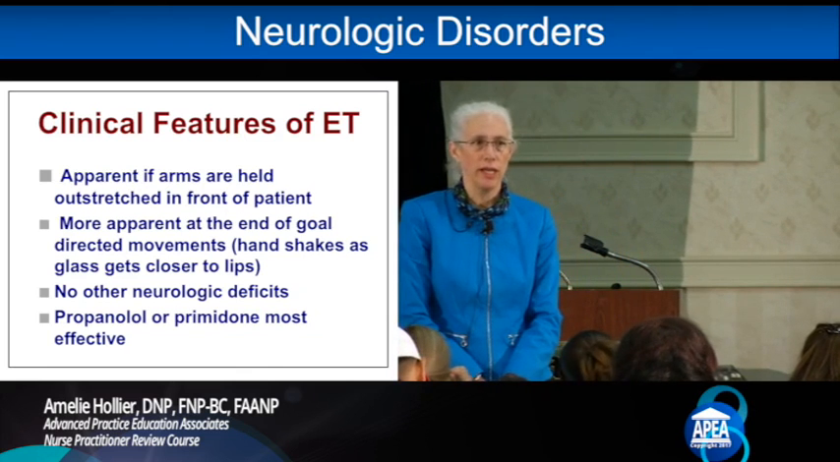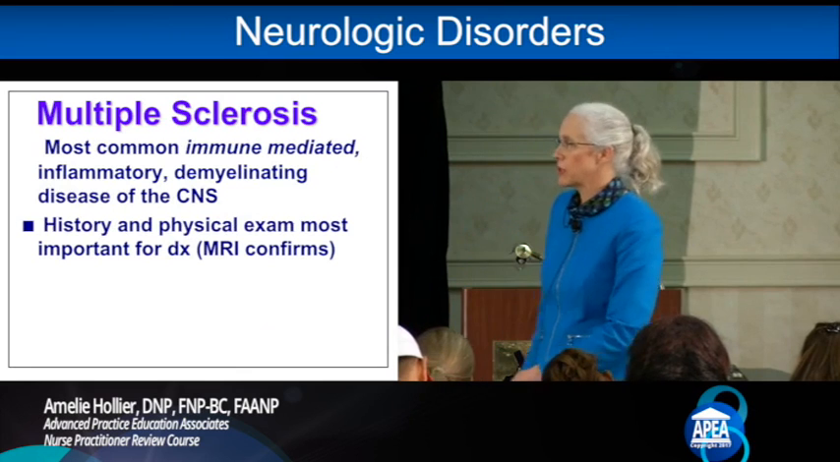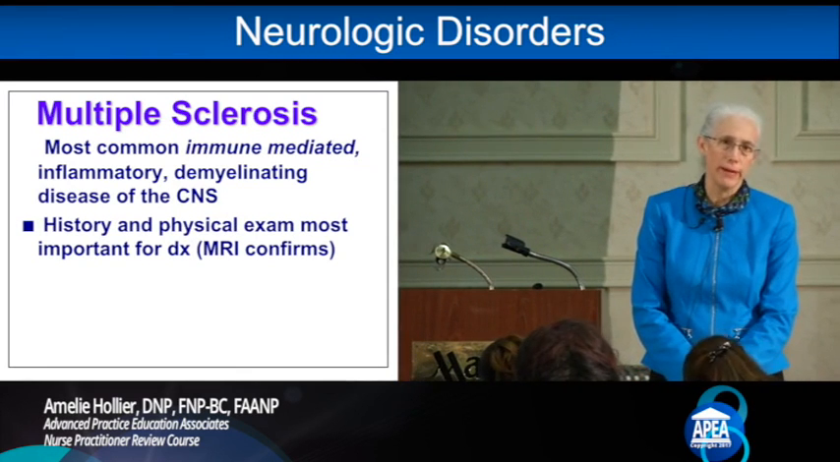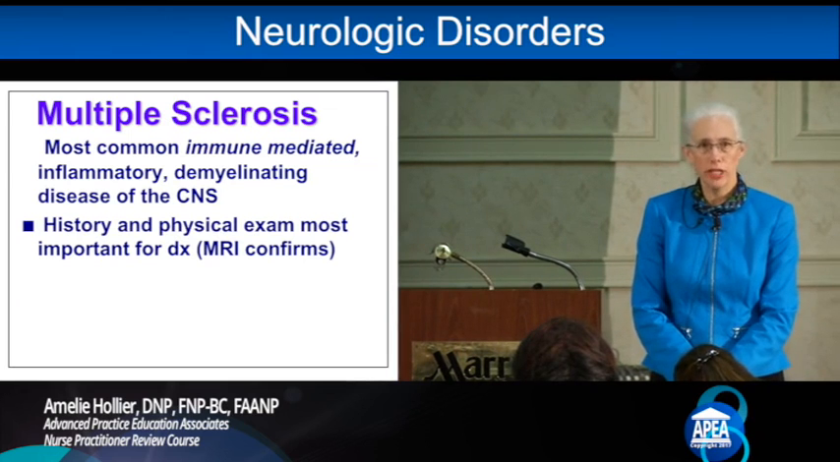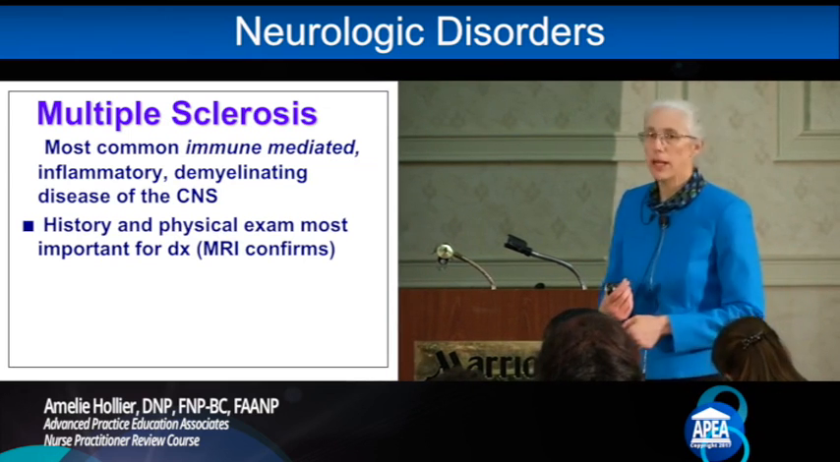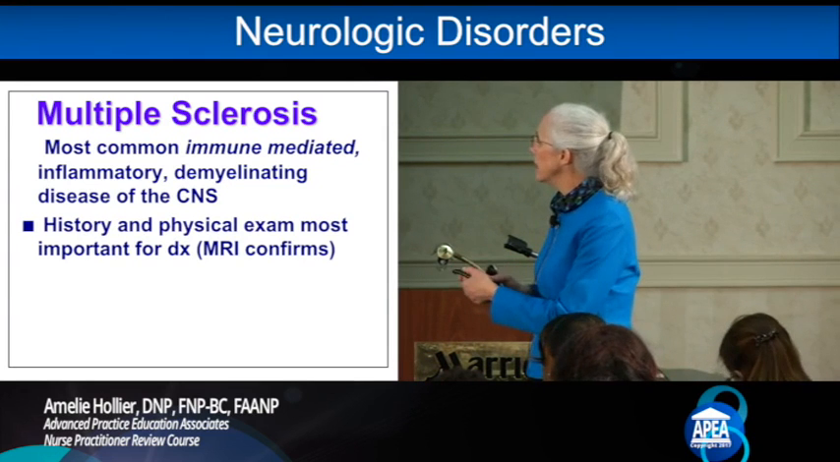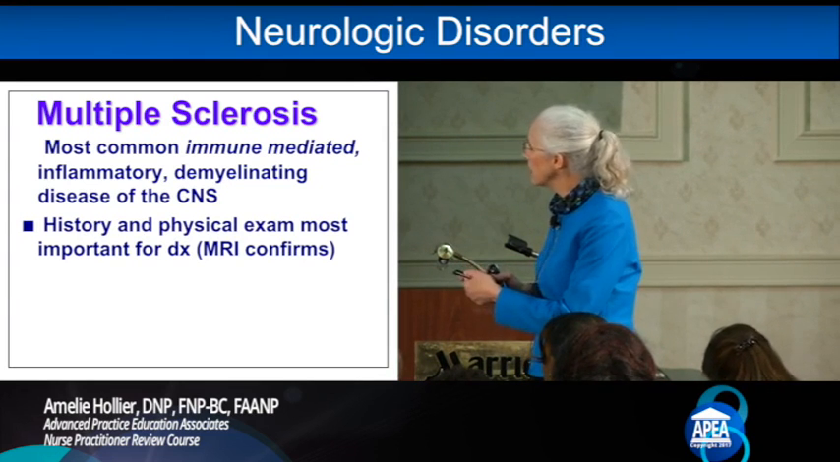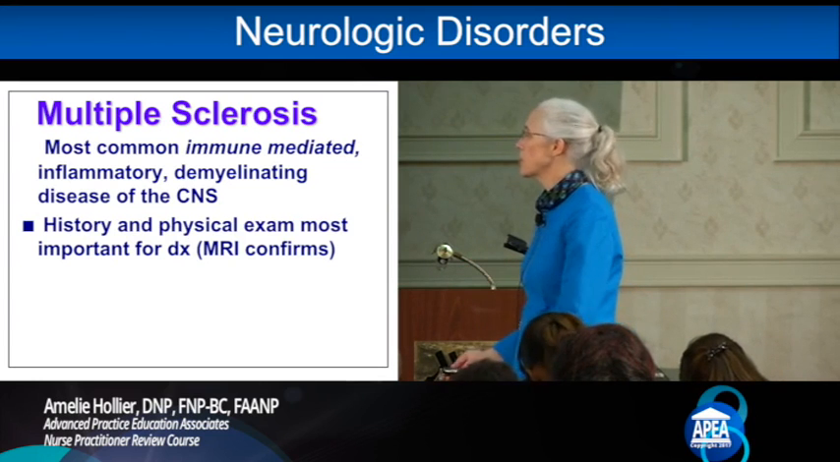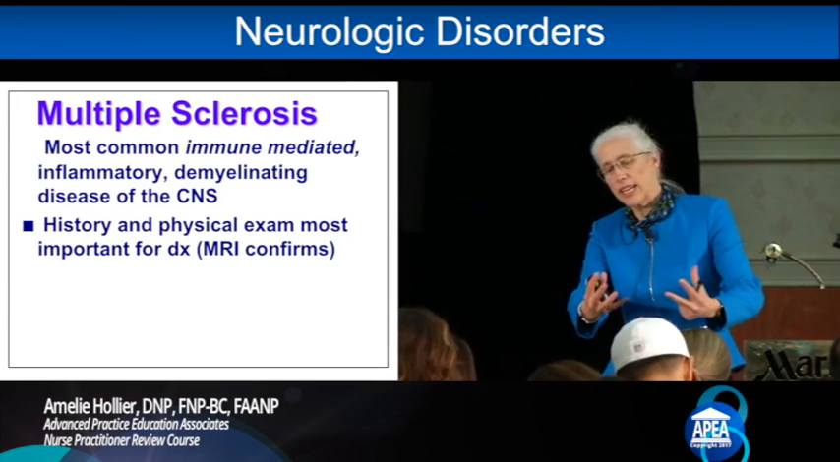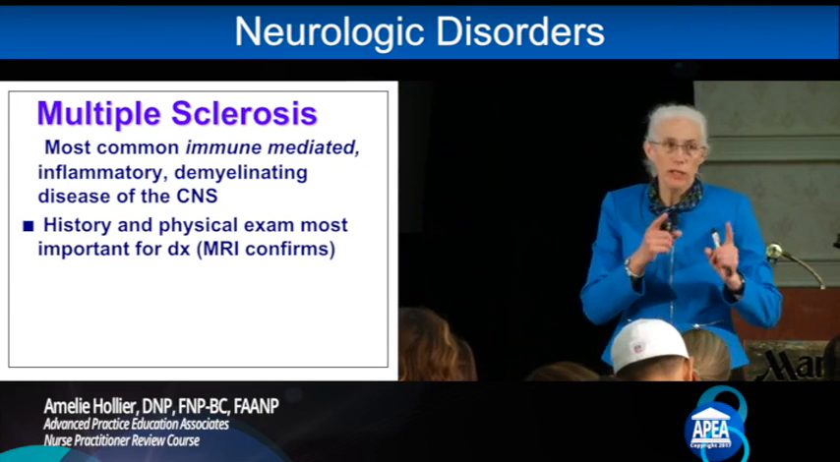I'm changing gears. What about MS? MS, I think you may see a question on your exam about. I don't know how long it will take you to run into one of these patients, but I think you'll see them in primary care. It's immune-mediated. It's a demyelinating disease in the central nervous system, and your most important thing to do with these patients is to get a good history and to do a good physical exam.